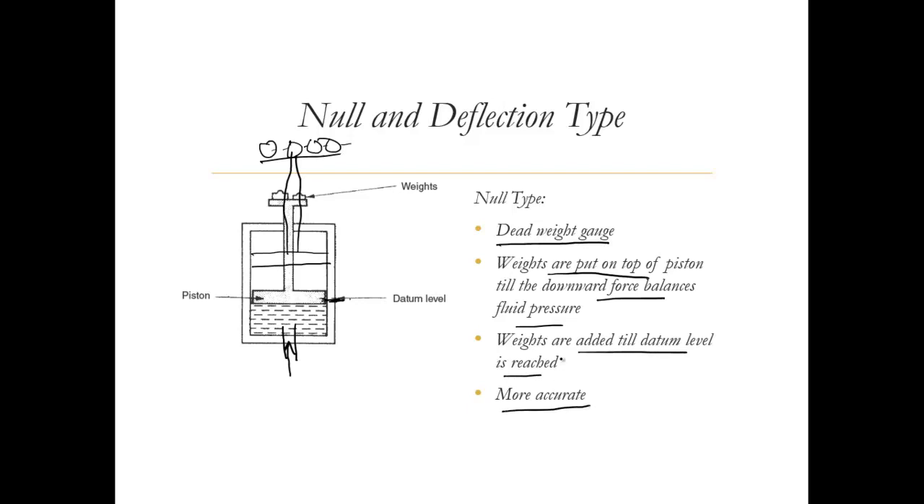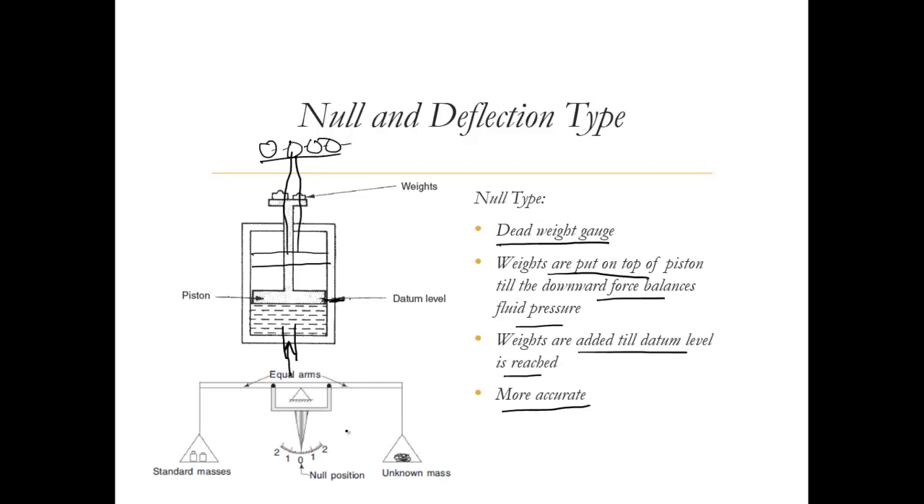Okay, and then we have another class which is known as deflection type. So this is another example of a null type instrument. You must have seen this in grocery shops where you want to measure an unknown mass. You have some standard masses on this side. The moment it goes to zero level, you assume that this weight is equal to this weight. So an unknown mass can be easily measured with these standard masses. So it's another example of a null type instrument.